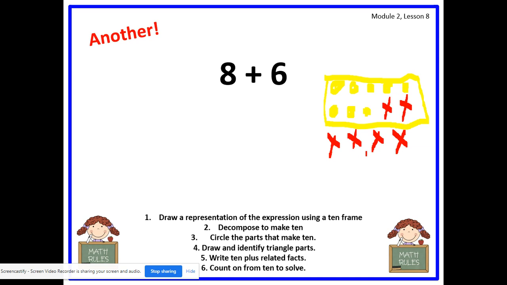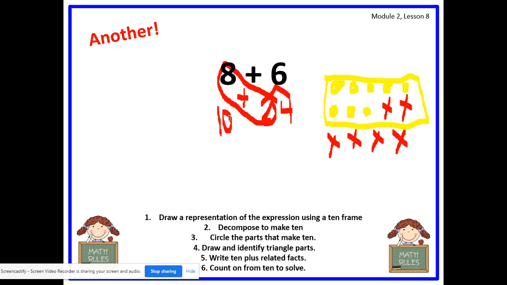Now, go ahead and decompose to make 10. Decompose and break apart your 6. Press play when you're ready to check your work. You should have 2 and 4 as your parts because you have 2 inside the 10 frame, 4 outside the 10 frame. Now, circle the parts that make 10 and write your 10 beside it. Press play to check your work. Yes, you should have circled 8 plus 2, and you should have written your 10 beside it.